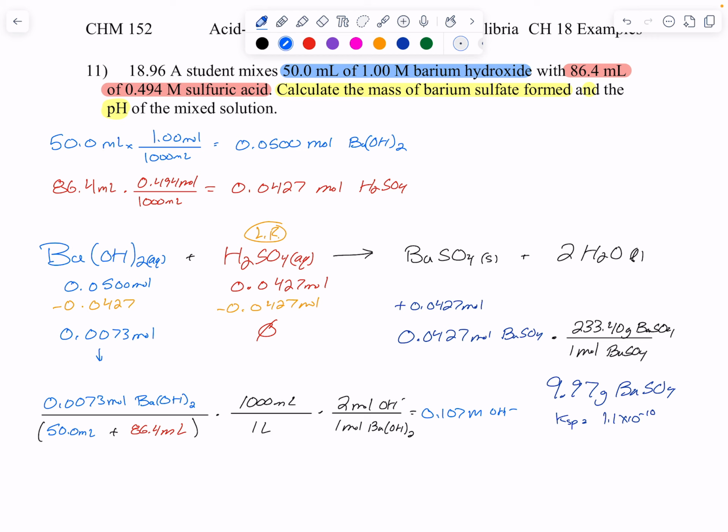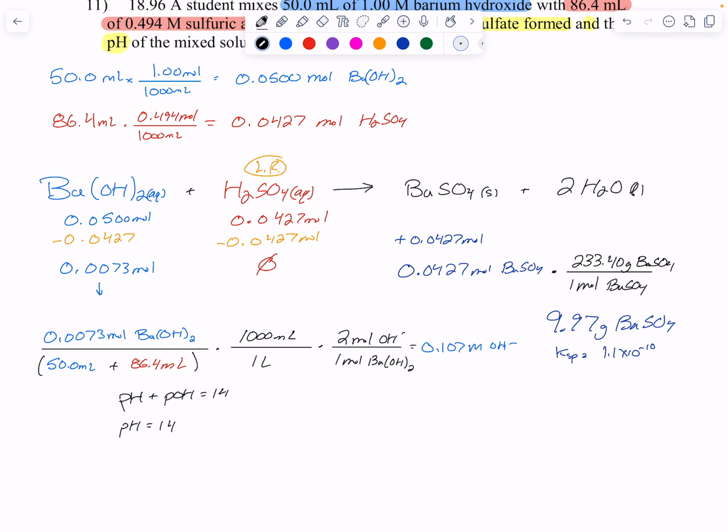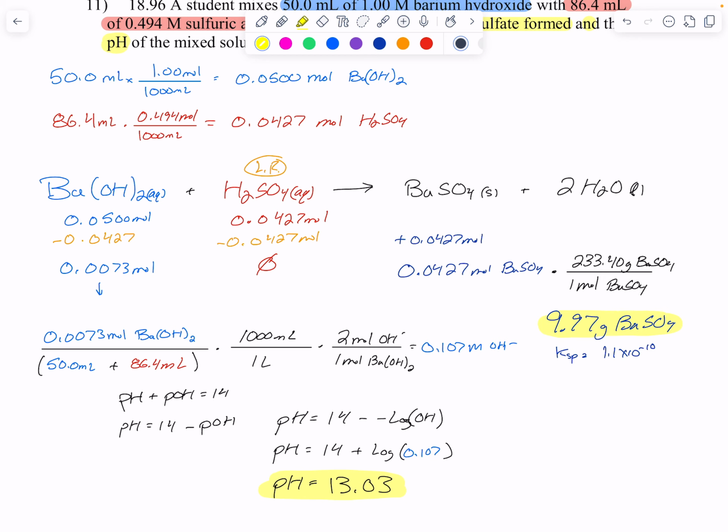All right, and so it doesn't really care about the hydroxide concentration, it cares about the pH. So remember, pH plus pOH is 14. So pH equals 14, which is pKw, minus the pOH. So that means pH equals 14 minus the negative log of hydroxide. So the pH then would be 14 plus the log of our 0.107. I get 13.029383777. So basically I get 13.03 as the pH. So we have 2 answers here. There's your pH. And there's our grams of barium sulfate.